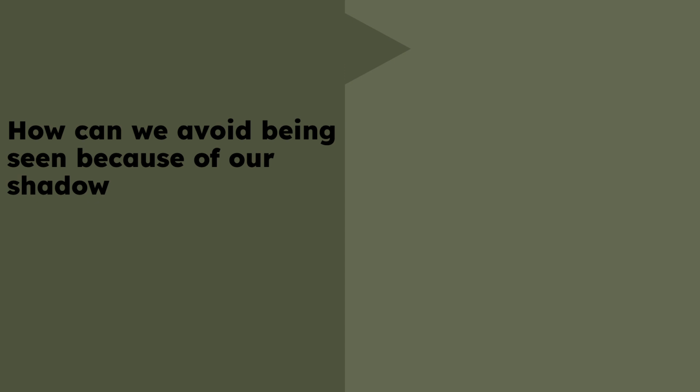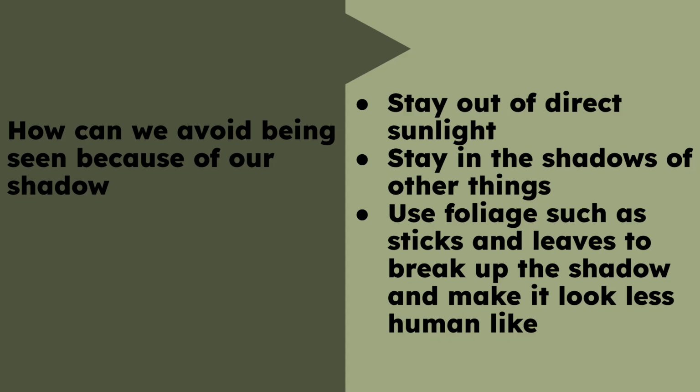How can we avoid being seen because of our shadow? Stay out of direct sunlight, stay in the shadows of other things, use foliage such as sticks and leaves to break up the shadow and make it look less human-like.